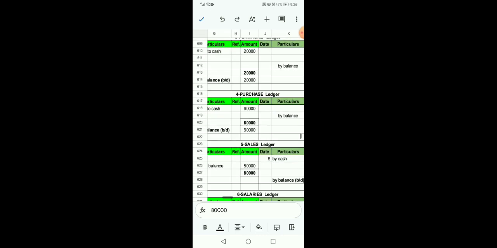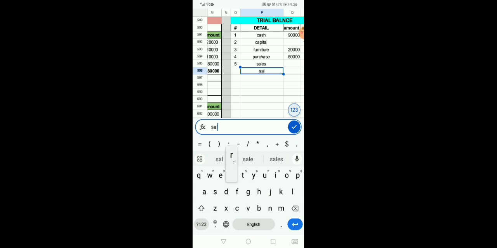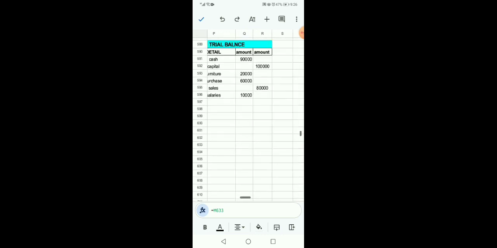See what the next ledger is, that is salaries. It's the number 6 ledger. Name salaries in the detail column, it is ledger number 6. See where its balance brought down is. This is your ledger salaries. Balance brought down is on the debit side, 10,000. So you will choose the debit side and write down the amount 10,000, the balance of salaries. We have put this balance. Okay, recording of all the ledgers is completed in the trial balance.